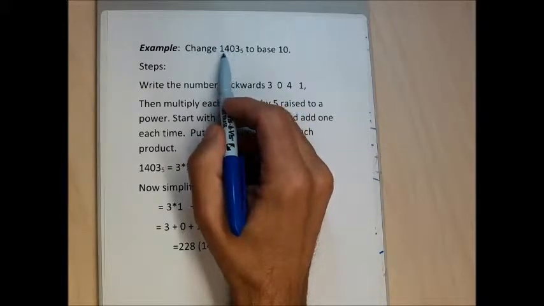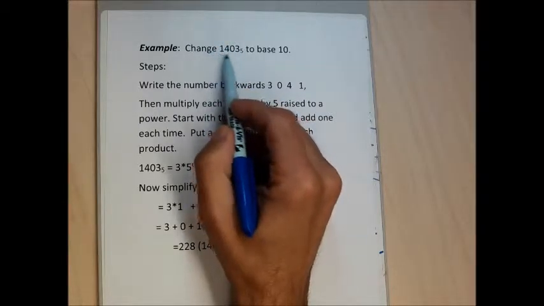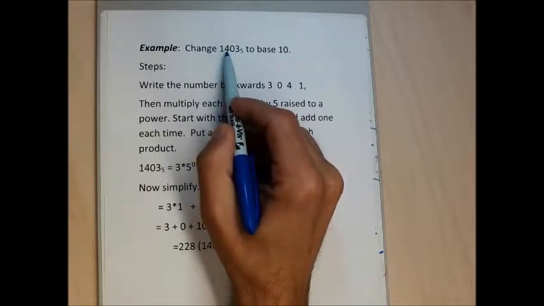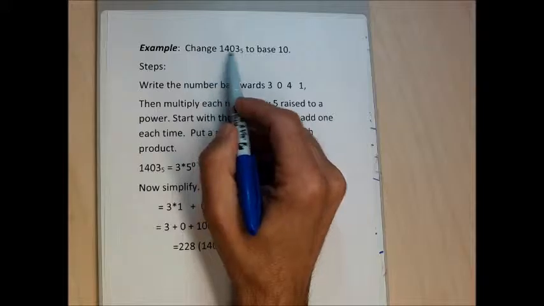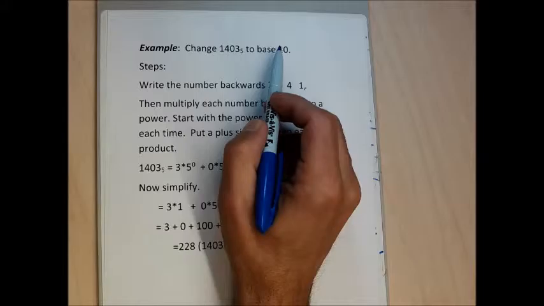I can tell that this number right here, 1403 base 5, is in base 5 because the 5 is subscripted. I have no sense for how big or small that number is, because in other bases it's not obvious. This is not 1403. It's probably less than 1403, but it could be bigger. So I'm going to convert this number from base 5 to base 10.